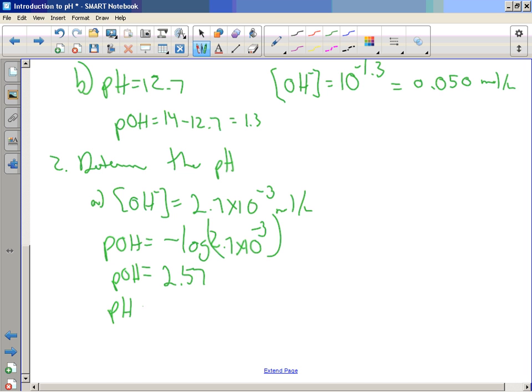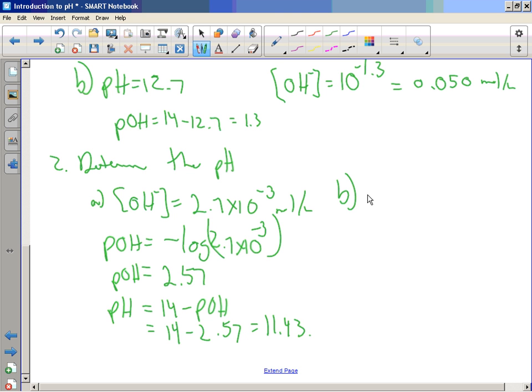And the pH is also the same as the flip side. It's 14 minus the pOH. This time we're flipping it over. Don't clear your calculator. 14 minus answer equals, yep, 11.43 is the pH.